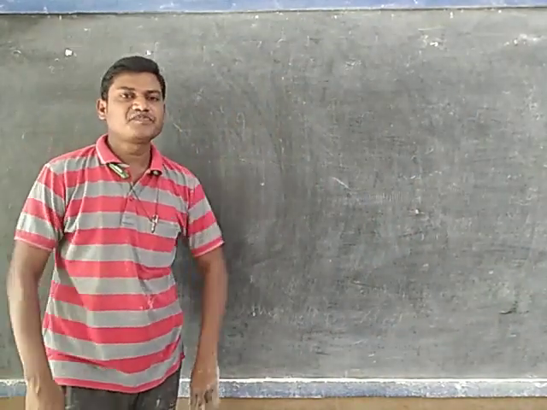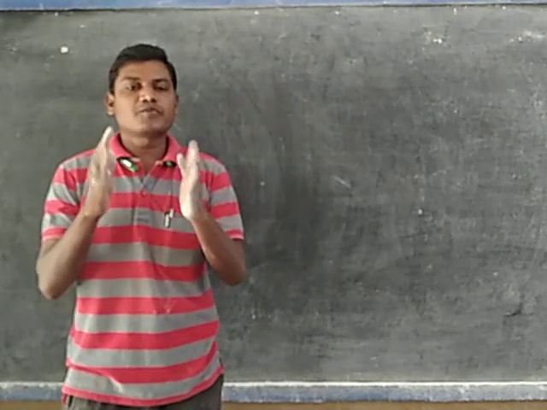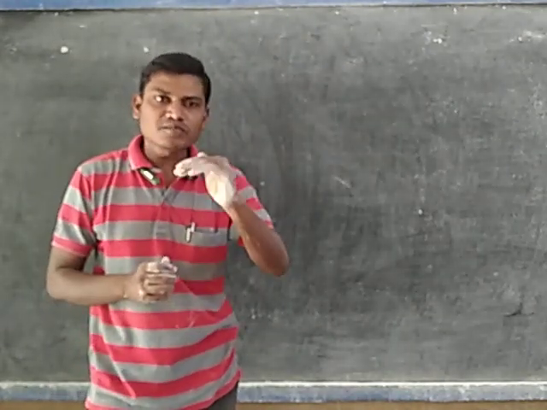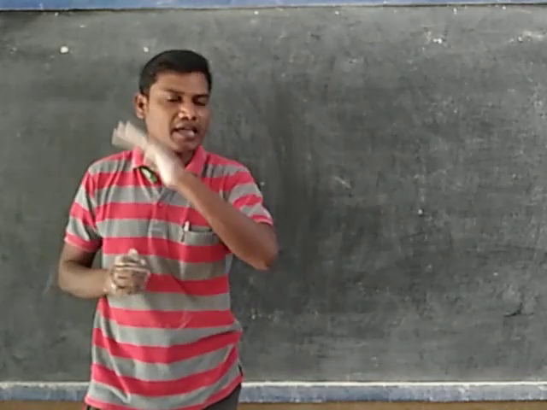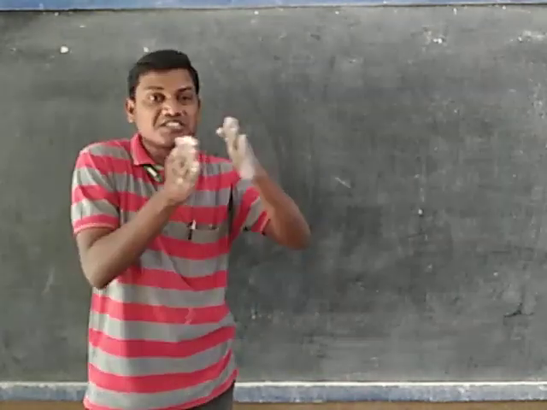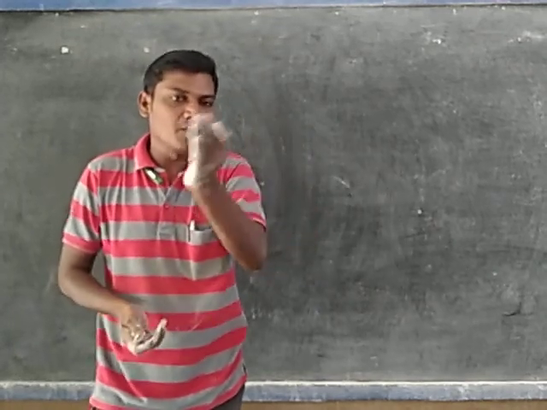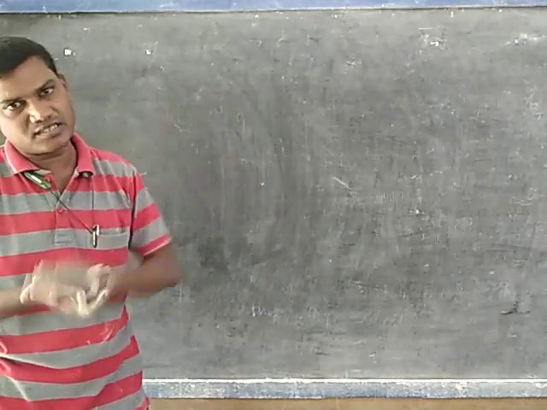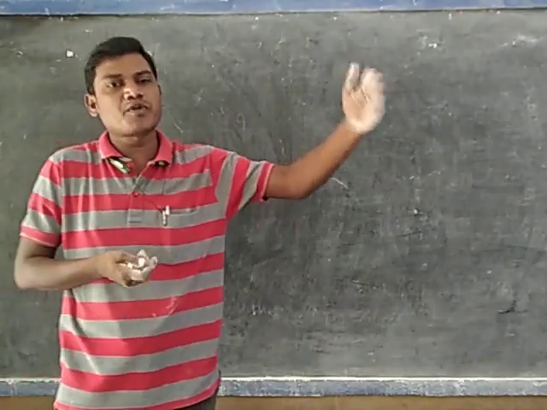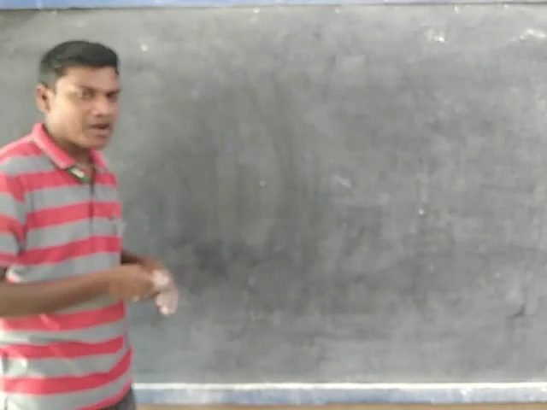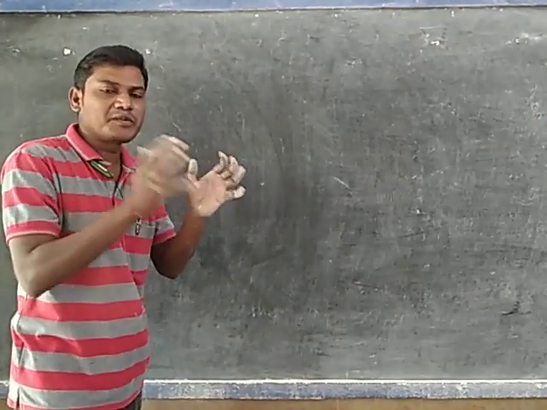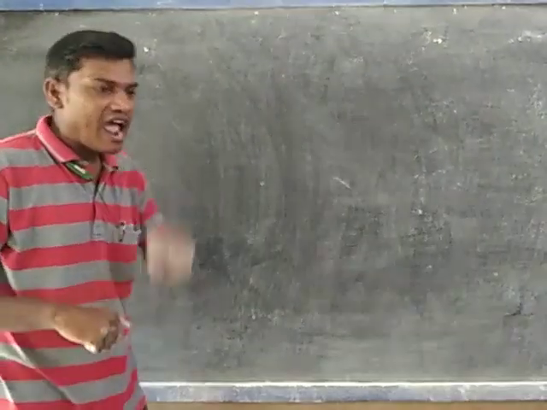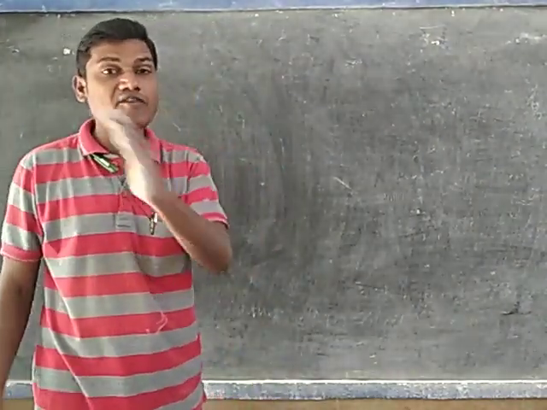So now, once again, listen. Evaporation is the process of molecules escaping from the surface of a liquid. Evaporation takes place at any temperature below the boiling point. Evaporation is a cooling process and also an endothermic process. Next, this evaporation process depends on some factors in nature. What are the factors that affect the rate of evaporation?